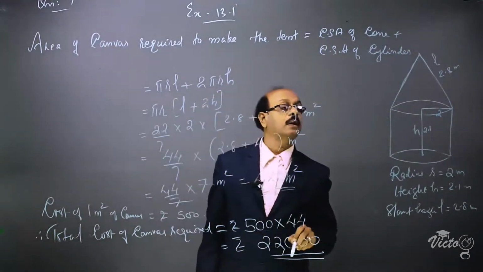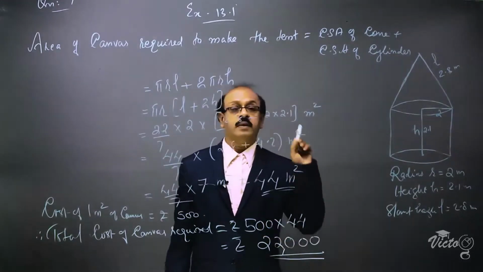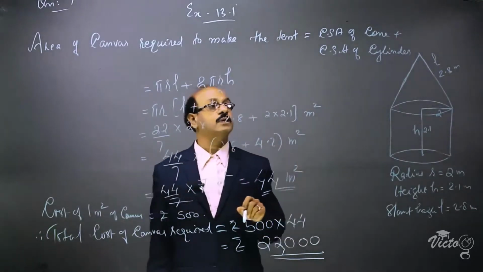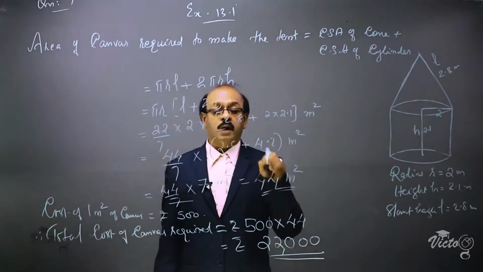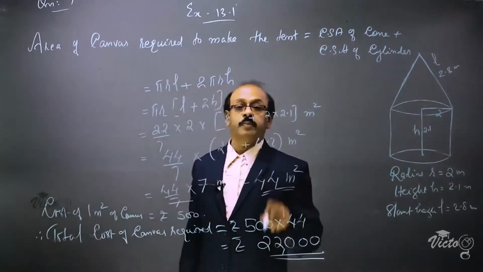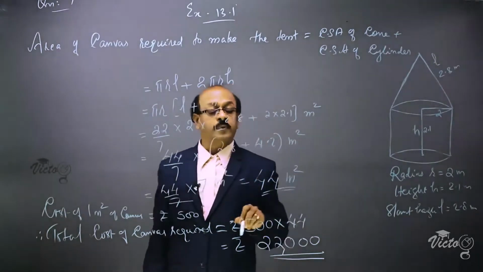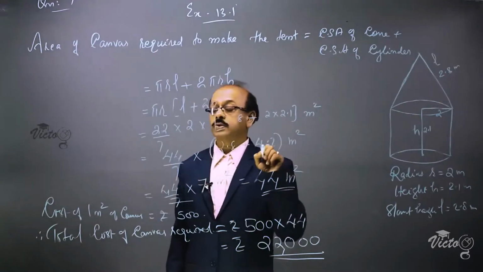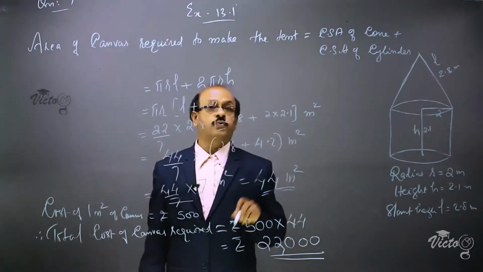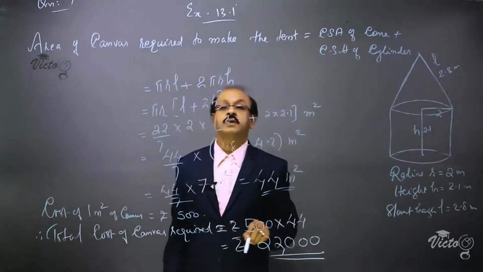Rupees 22,000 is the cost of canvas required for making the given tent, which is 4 meters in diameter and 2.1 meter high, and slant height L is equal to 2.8 meter. The area of canvas required is 44 meter square, and at the rate of rupees 500 per meter square, the total cost of canvas required for making the tent is rupees 22,000.